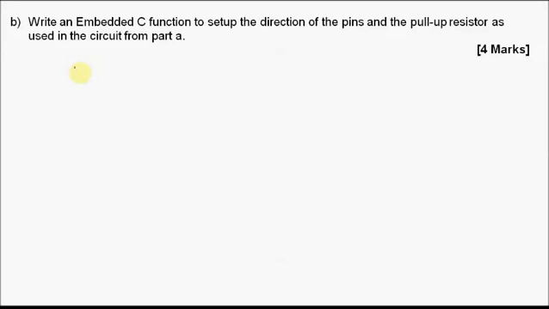We're asked to write an embedded C function that sets up the direction of the pins and the pull-up resistor from the previous circuit. So we'll write our function. We'll call it something like init_io for initialize input output. So we don't supply any parameters to it. So we know P1.0, P1.5 and P1.6 are all inputs. All the rest of them are outputs.